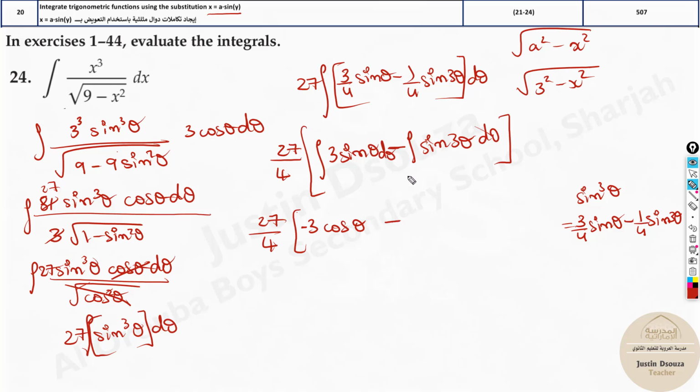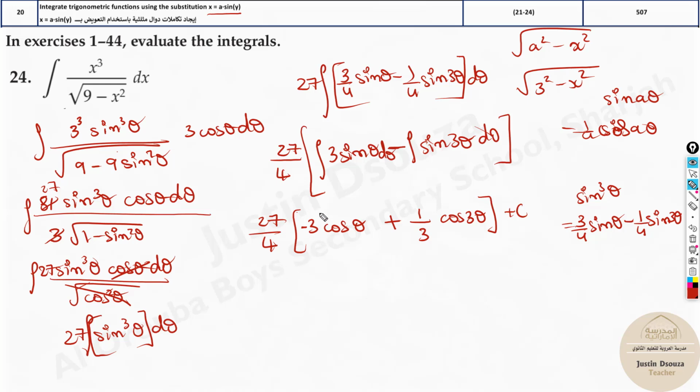But for this one, it will be 1 by 3 because it's in terms of sine 3 theta. What is the formula? It is 1 by a, sorry, it's cosine a theta, and minus sine a theta. So we have sine 3 theta, so it will be 1 by 3 cosine 3 theta. And this minus is multiplied over here, so minus and minus becomes plus. Okay, this is the answer, plus c.